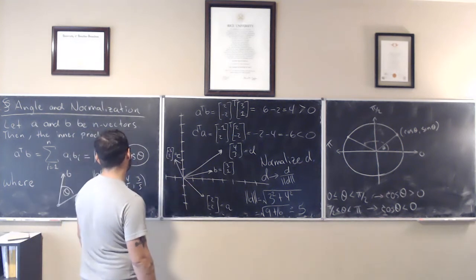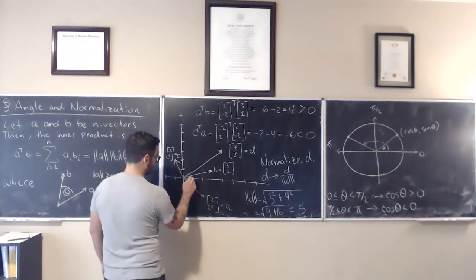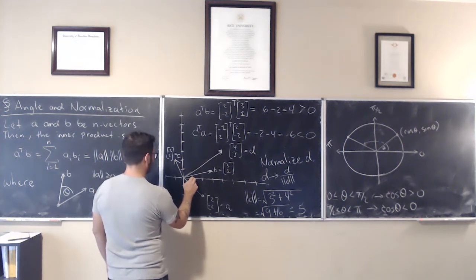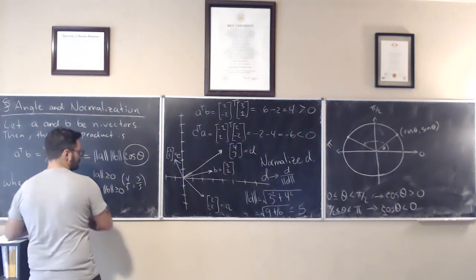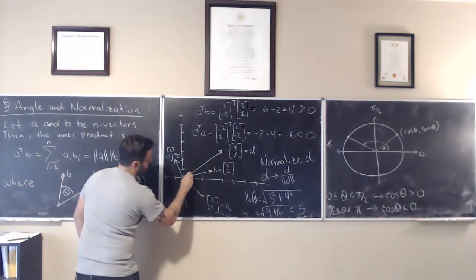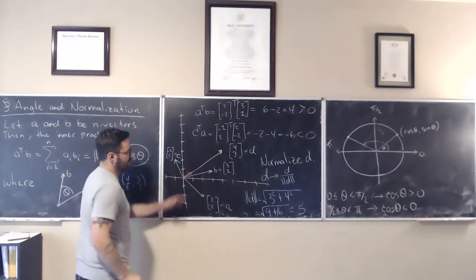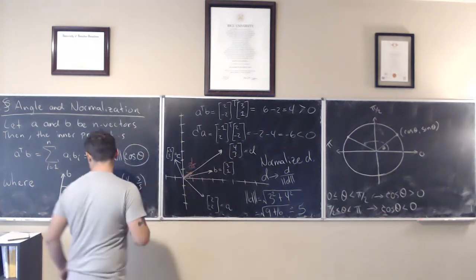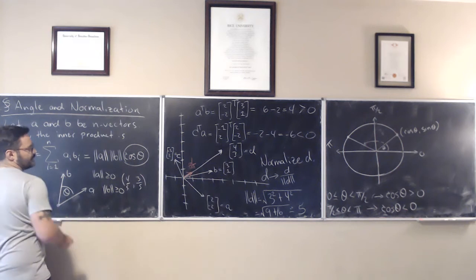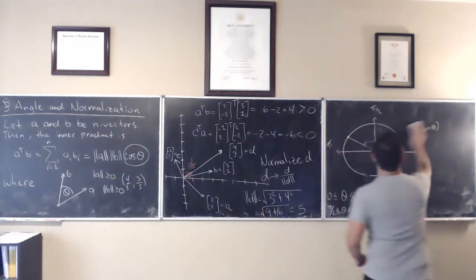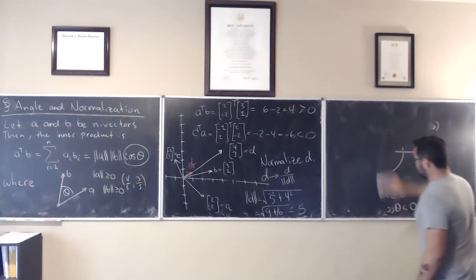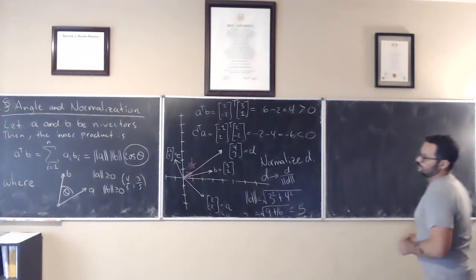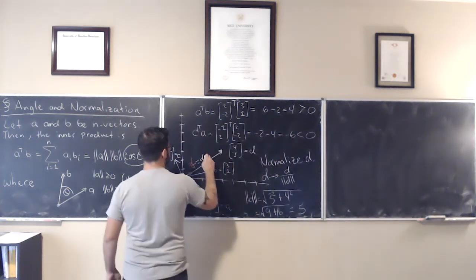So 4/5 is almost 1. So it's like maybe there. 3/5 is a little bit less than that. So it's like there. That vector right there, see that it lies on the same line as D? That's going to be D over the norm of D. And what's so special about the normalized vector? Let's look at the length of it. We'll call this D prime or something.